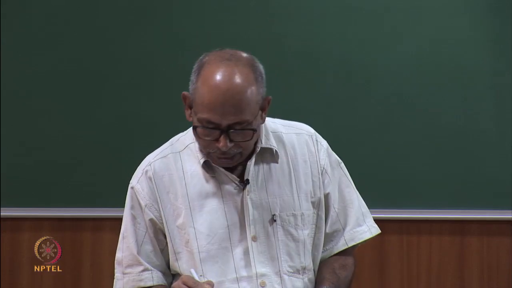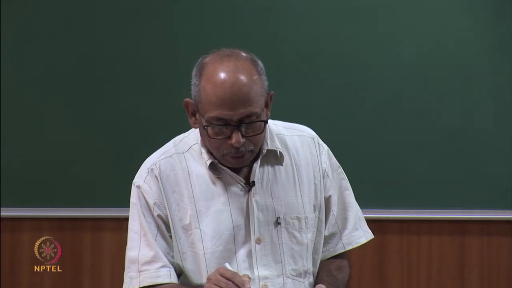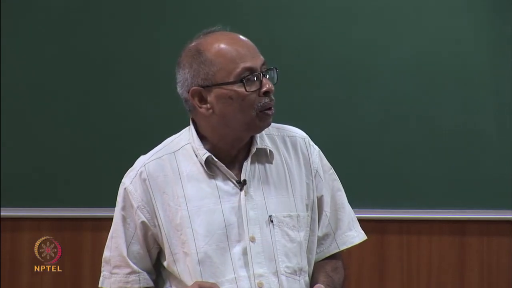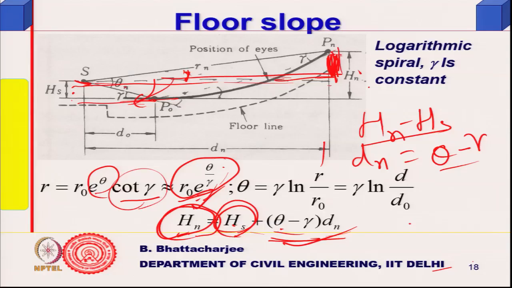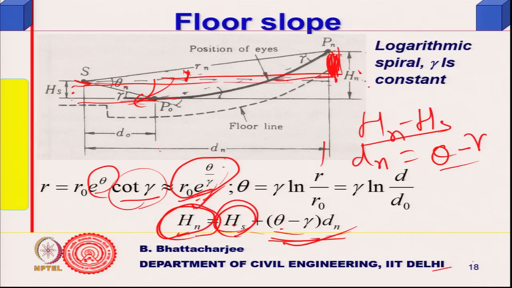The elevation of the nth row can be obtained from this formula, where what is theta? Theta can be obtained as hs divided by d0. Let us see. So, hn is equal to, if you go back here, gamma is hs divided by d0, because the slope here, at any point you measure this slope, this angle is gamma.